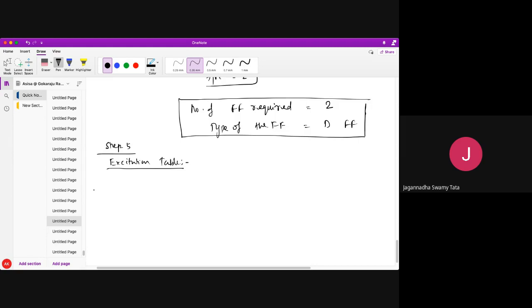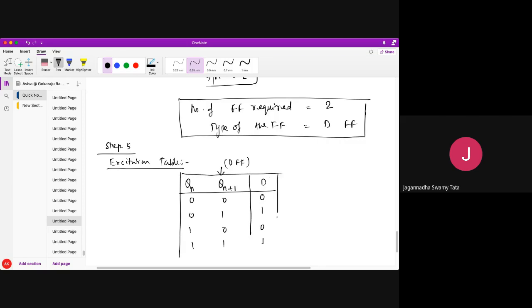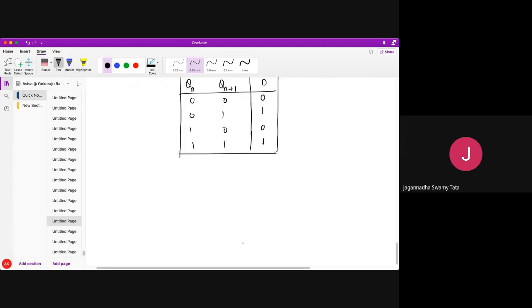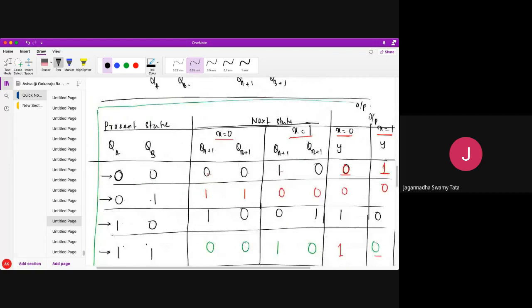So here you can see, what is an excitation table? Can anybody tell me? If I take a D flip-flop, since I'm taking a D flip-flop, what is the D flip-flop excitation table? It has Q, Q plus 1 and D. We have already seen this excitation table, which is nothing else: 0 0 0, 0 1 1, 1 0 0, 1 1 1. So what does D actually suggest? Whatever the next state is, the same will be D. So this is my excitation table of the D flip-flop. Am I correct, students? Like this, I am going to have the excitation table of this state table.